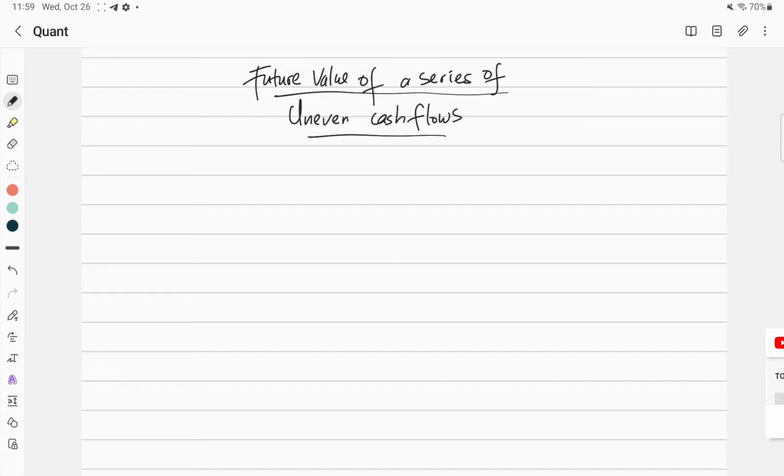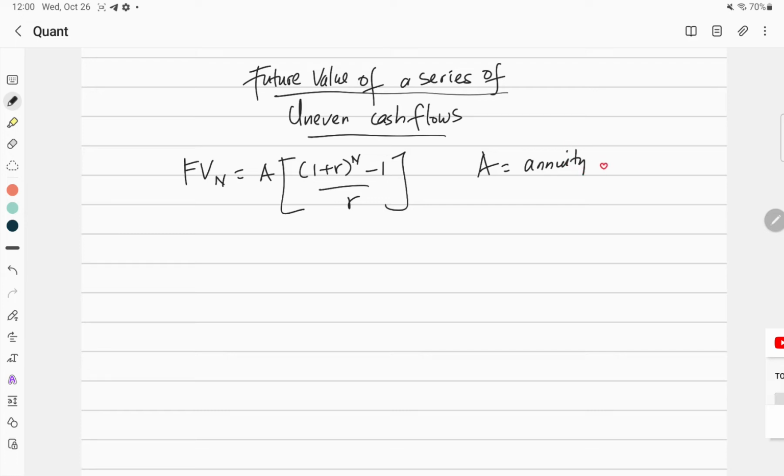So when this is uneven, we can't use the formula. The formula we used when the series of cash flows occurring at the end of each year are even is FVN equals A multiplied by (1 plus R) raised to N minus 1, divided by R, where A is, of course, the annuity amount. And this annuity amount was the same year after year, but in this case, we don't have a single constant annuity amount being put into the account, and these cash flows are uneven, or they're different year after year.